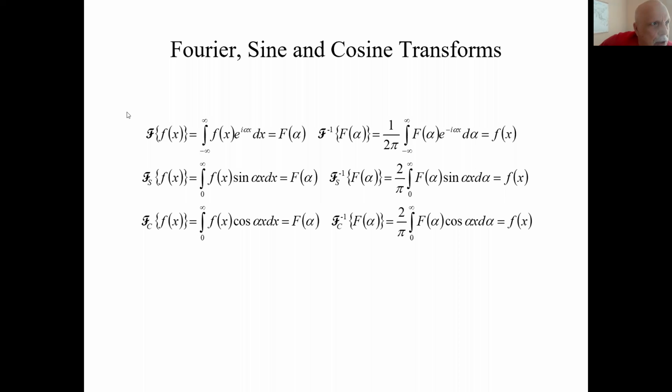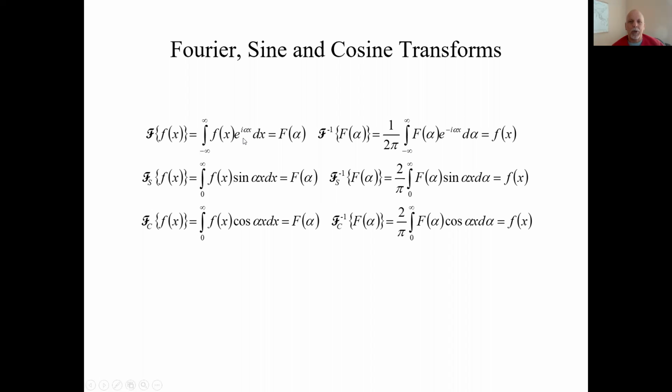Okay, in the previous recording we just derived the Fourier transform and stated what these sine and cosine transforms are, all summarized on this chart, which would be on a formula sheet. These all came from the Fourier integral, which in turn came from the Fourier series as a limiting case.